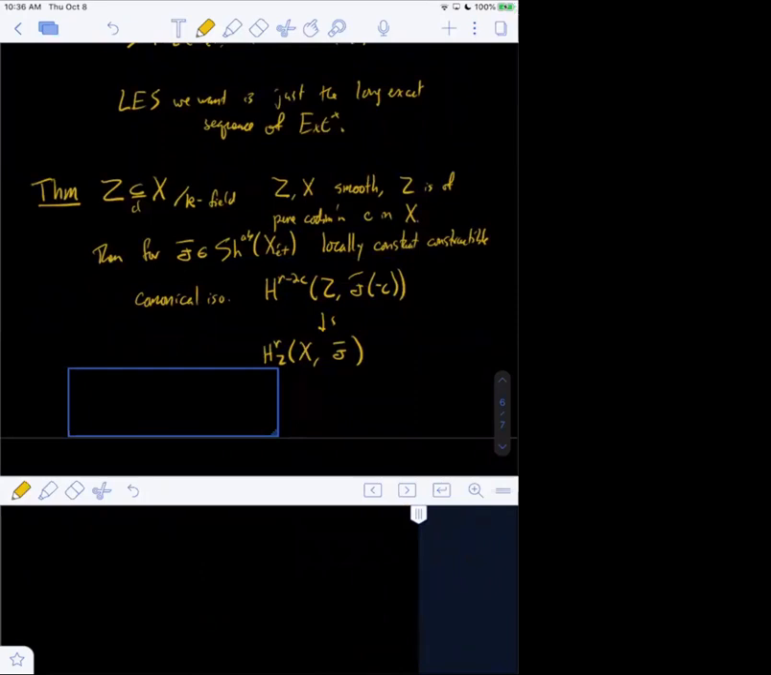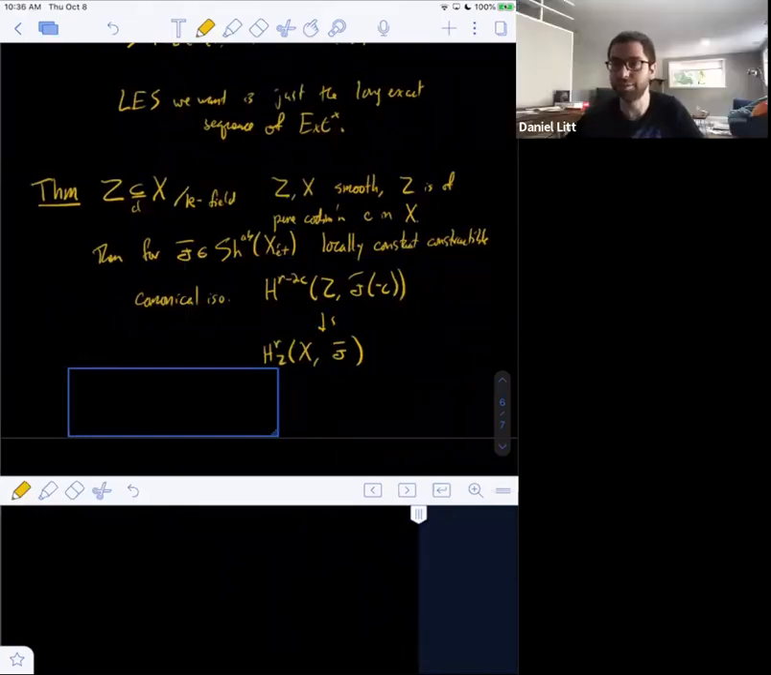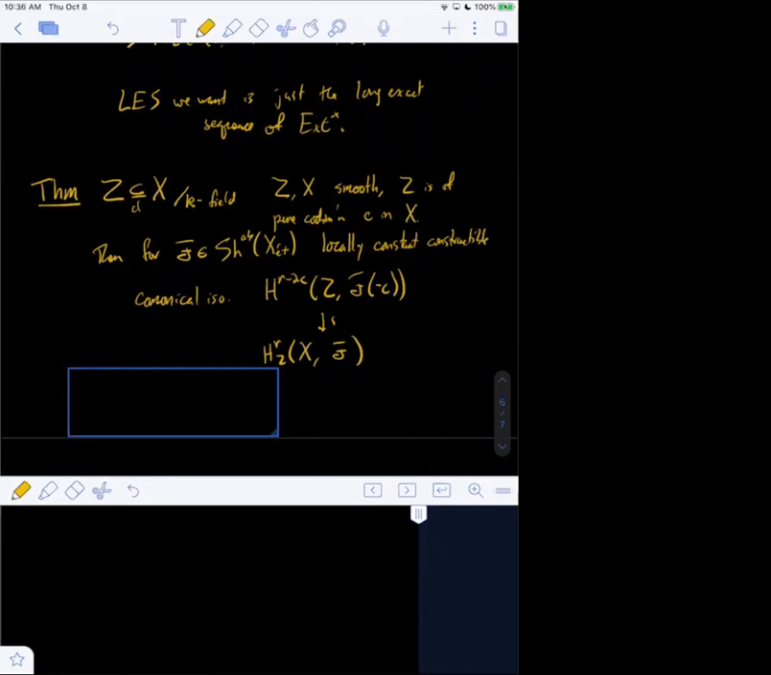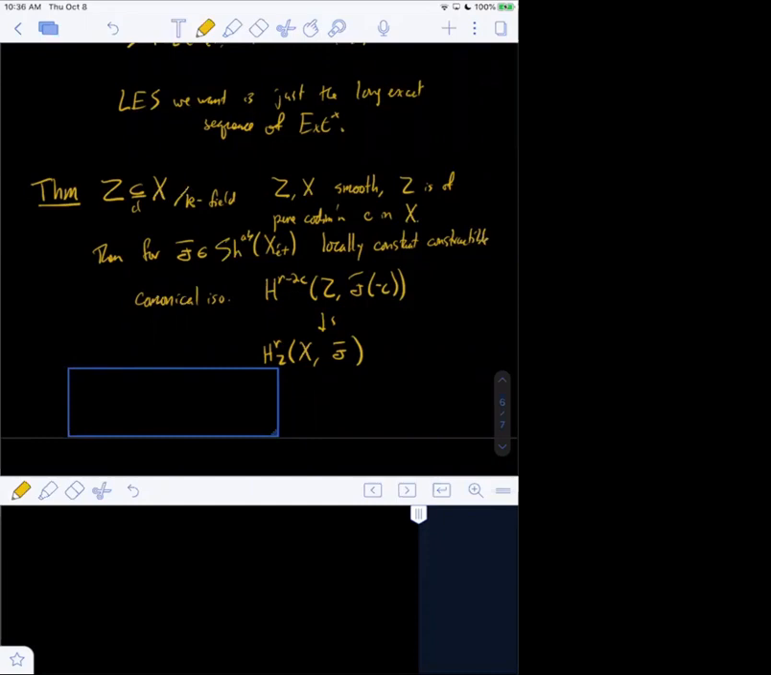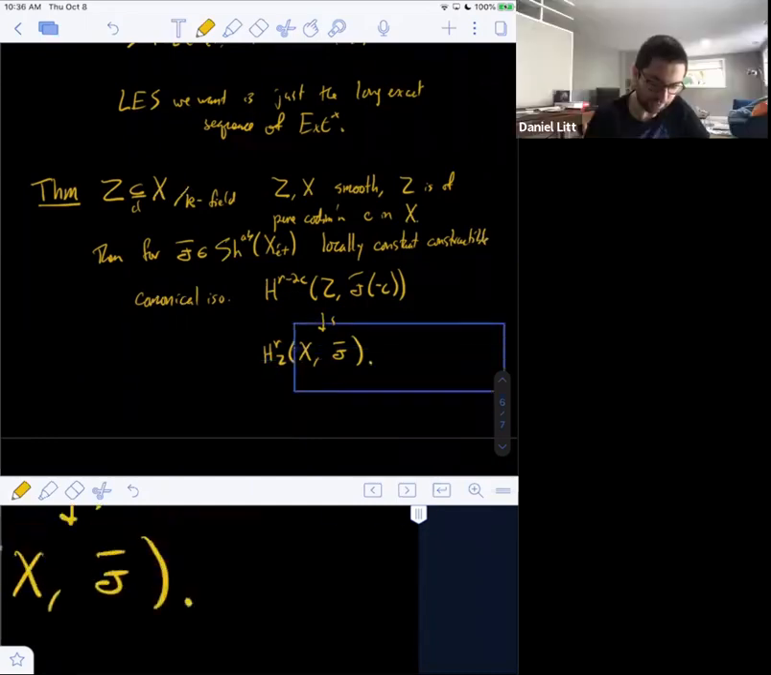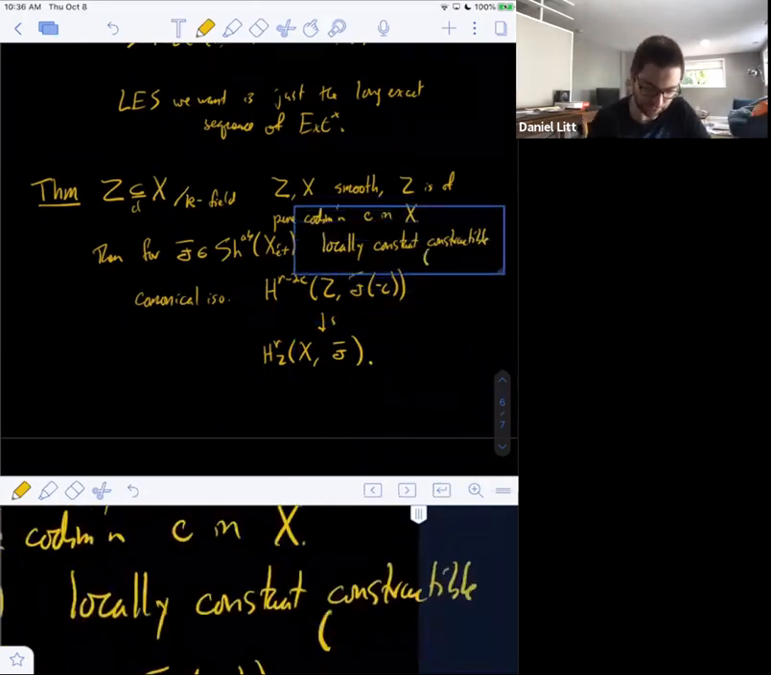Excuse me, can you repeat what you mean by locally constant constructible? Yeah, it just means locally constant with finite stalks. Thank you. Is the question what locally constant means? No, that's fine. I think the reason people say locally constant constructible is that there's an abbreviation LCC, which is shorter than saying locally constant with finite stalks. So people sometimes abbreviate this phrase by LCC.